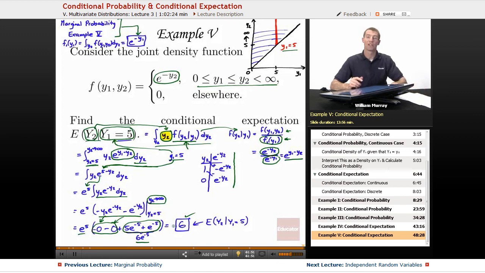So that wraps up this lecture on conditional probability and conditional expectation. We're going to keep using some of these same concepts in the next lecture, which is on independent random variables. We'll see how that's connected to some of this. This is part of the chapter on bivariate density functions and bivariate distributions, functions of two variables.